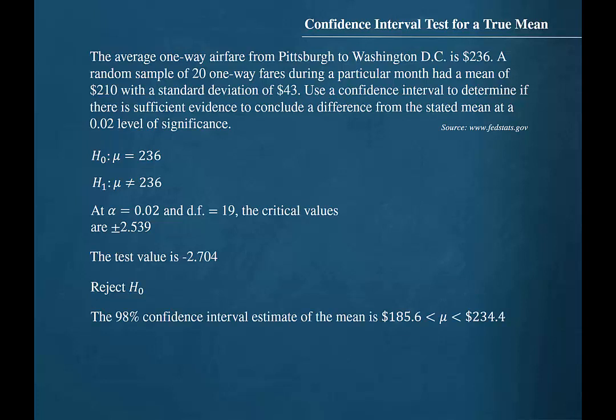The 98% confidence interval estimate of the mean would extend from $185.60 to $234.40. This confidence interval does not contain the hypothesized mean of $236.